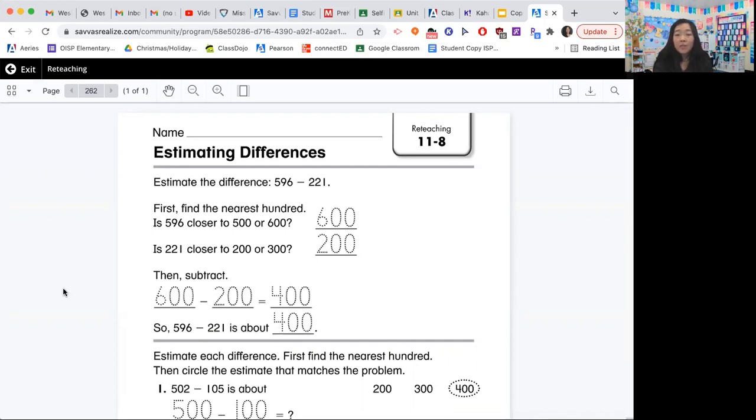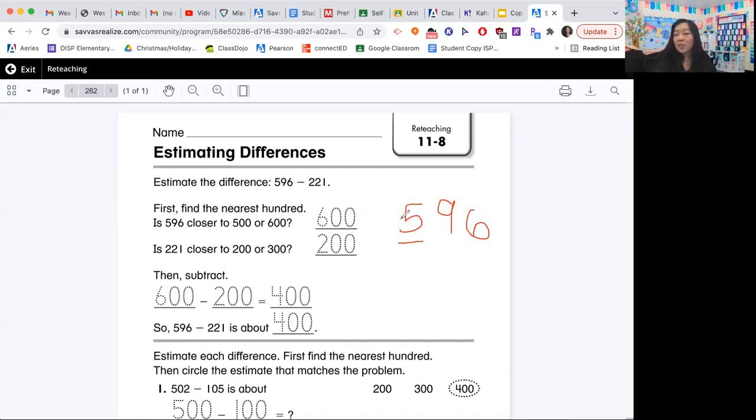Estimate the difference, 596 minus 221. First, find the nearest hundred. Is 596 closer to 500 or 600? Remember my poem? Does anyone remember my poem? "Five or more, on the floor, go next door and get 10." Okay, so that is a poem. I'm talking about my estimation poem.